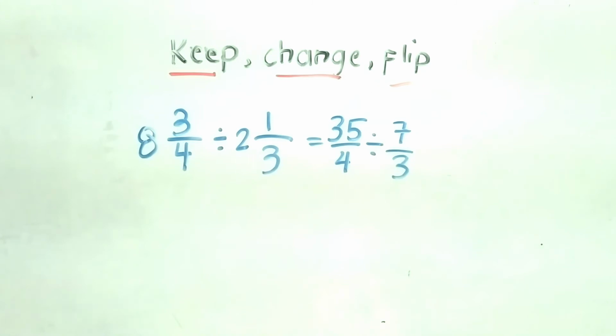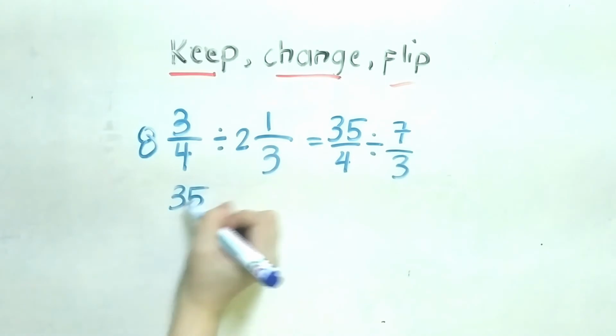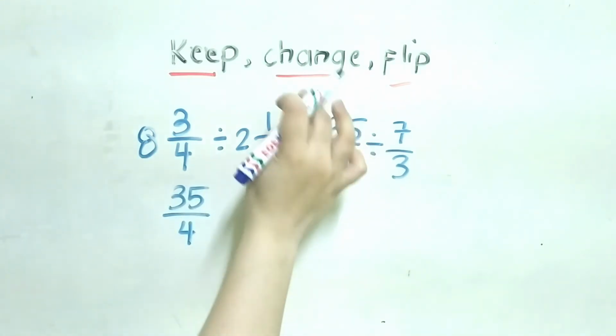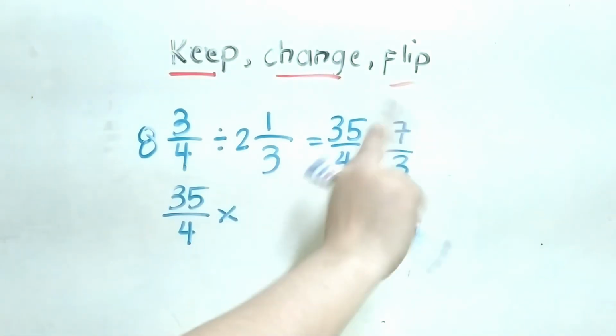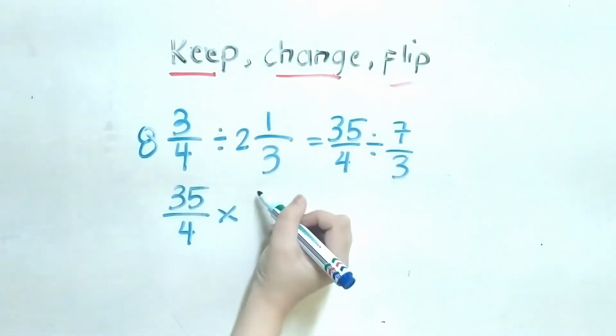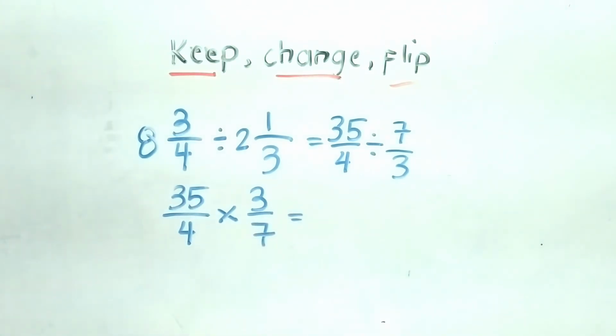So, nakuha na natin ang improper fraction. Now, gawin natin ang keep, change, and flip. So, keep 35 over 4. And then, change to multiplication. And then, flip ang 7 over 3. So, magiging 3 over 7.